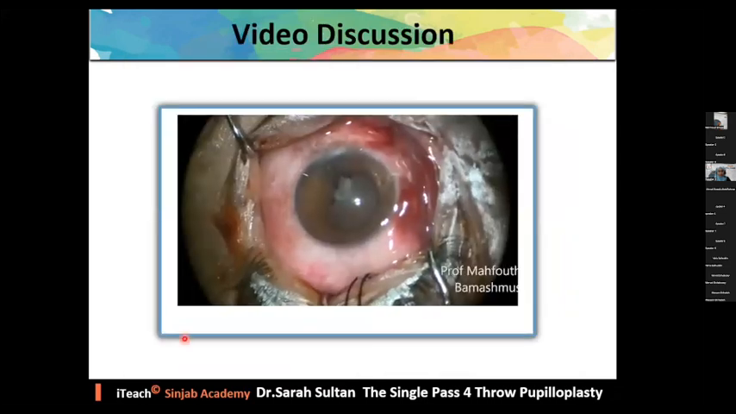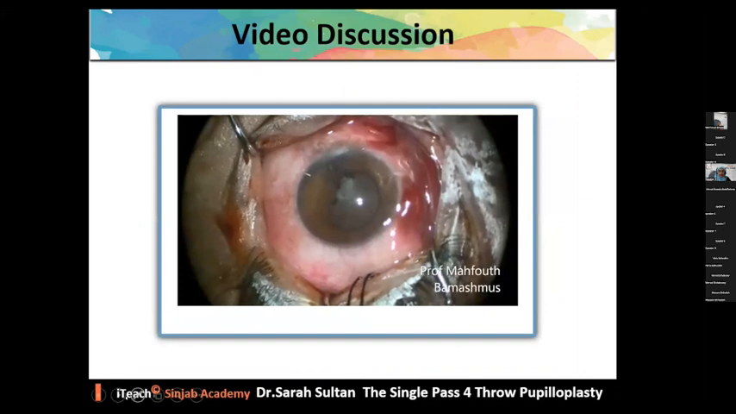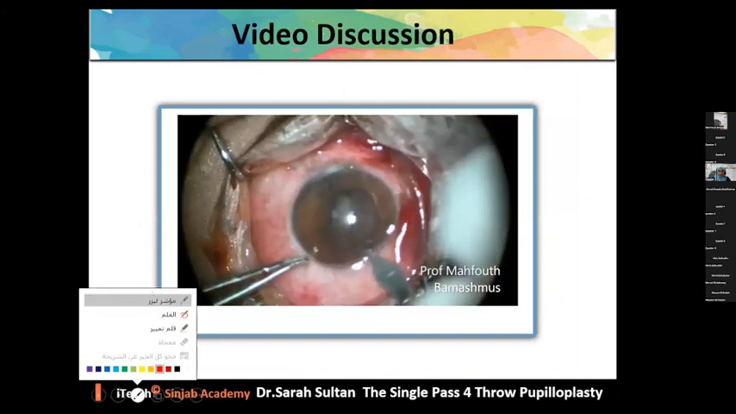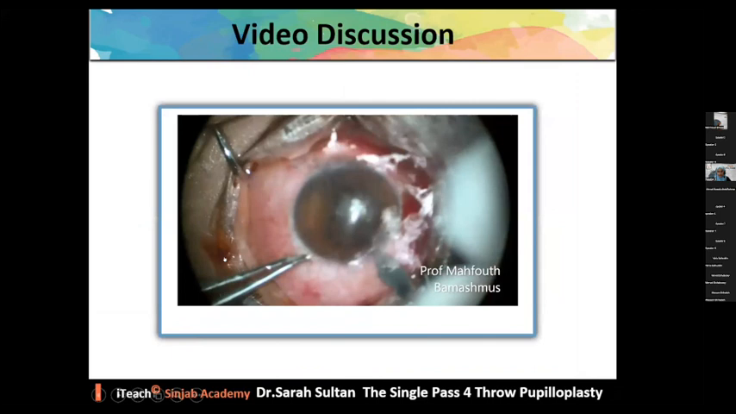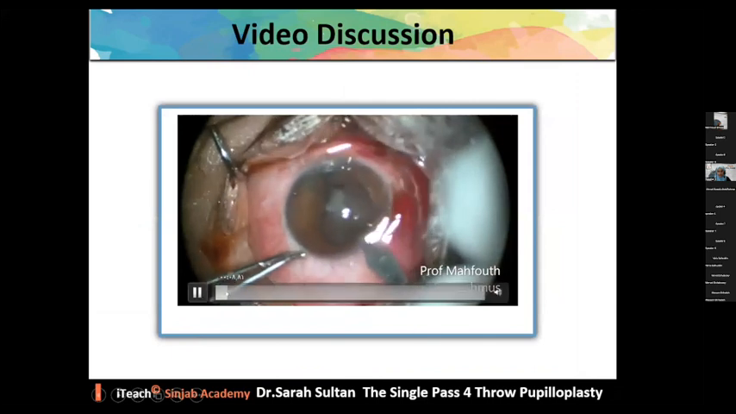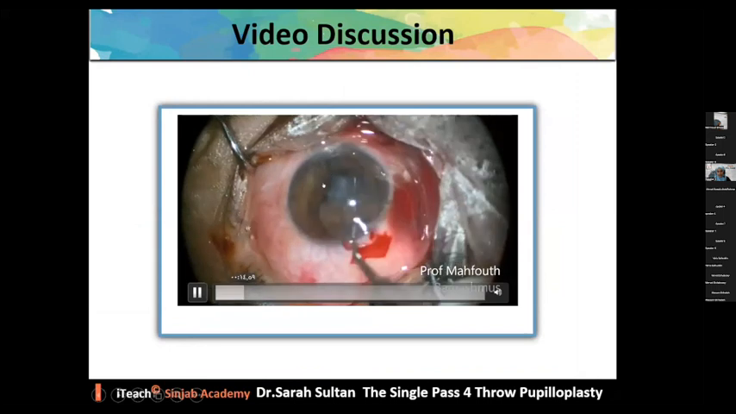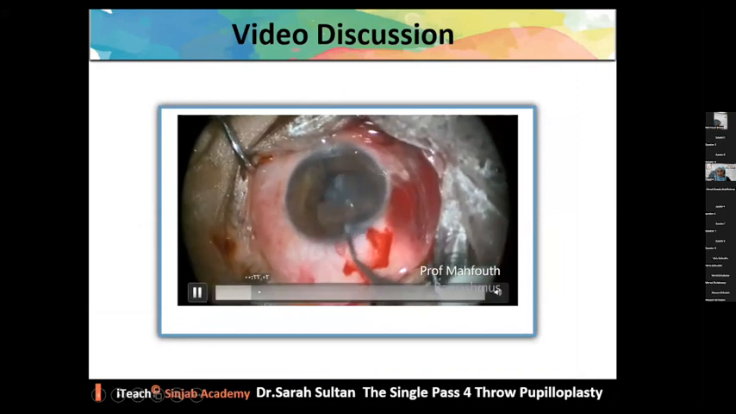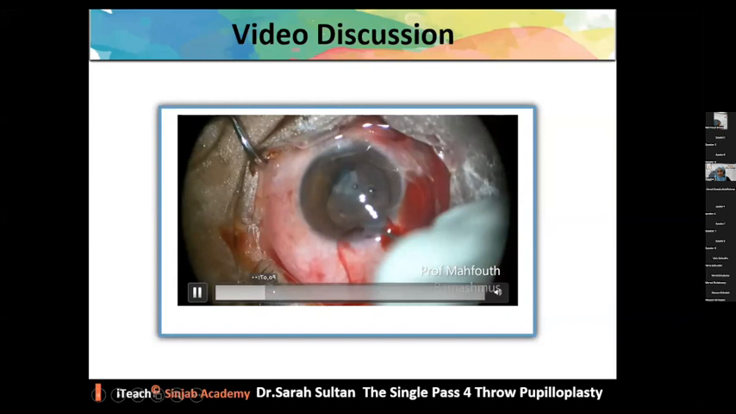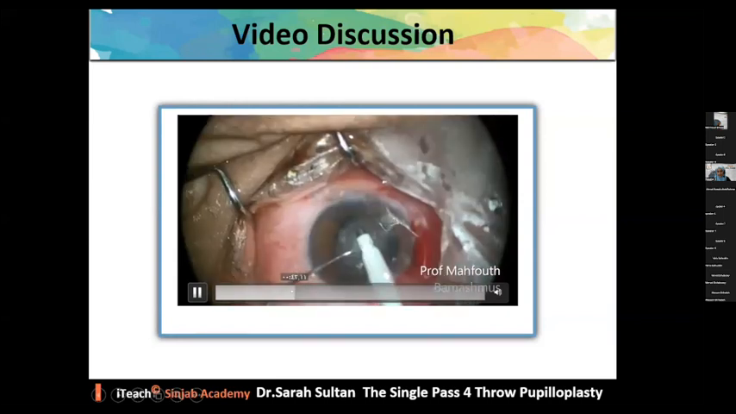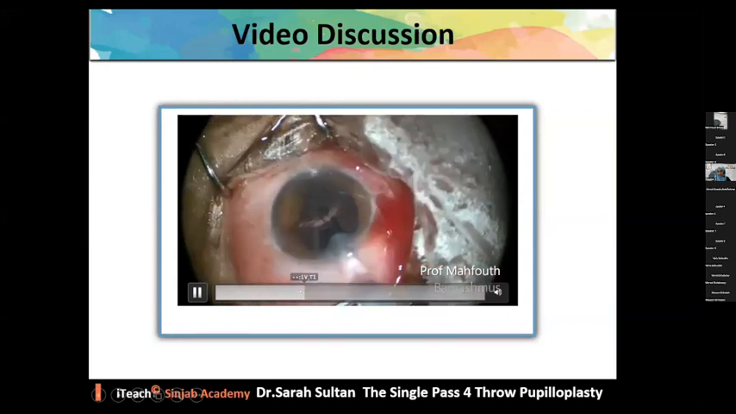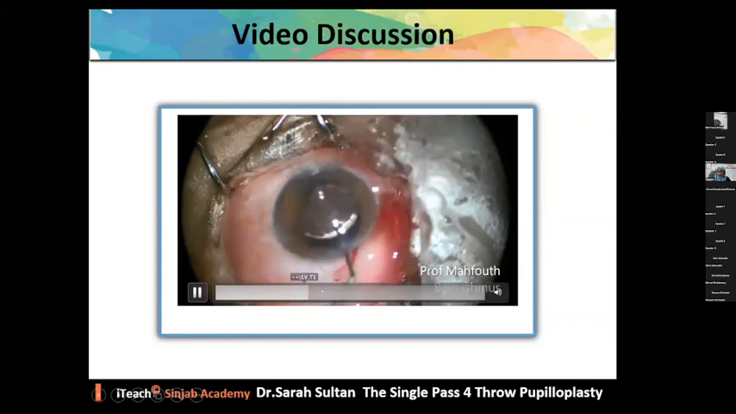This is a case of traumatic cataract with a dilated pupil. The surgeon is Prof. Mahfoud Bamashmus. Started with incision, clip and glue, and trying to remove the synechia with the Sinjab hook, capsulorhexis, and then phaco. Implantation of IOL into the bag.